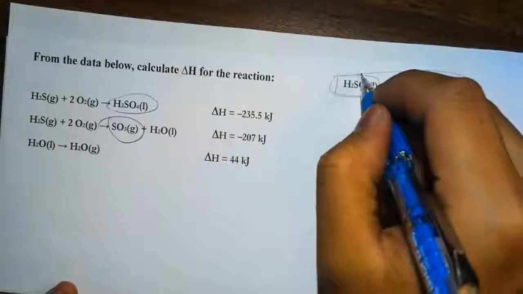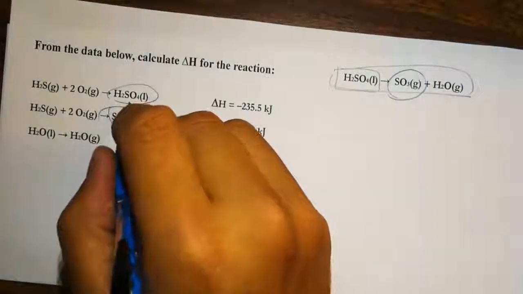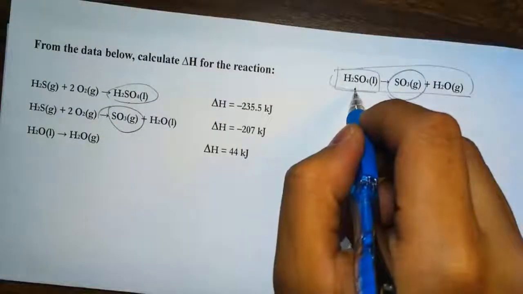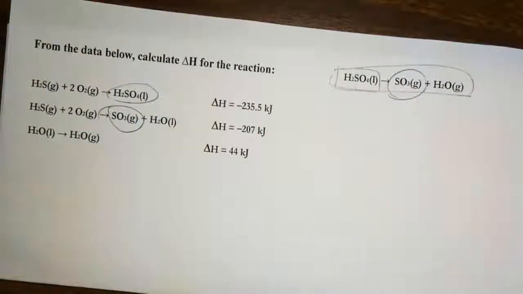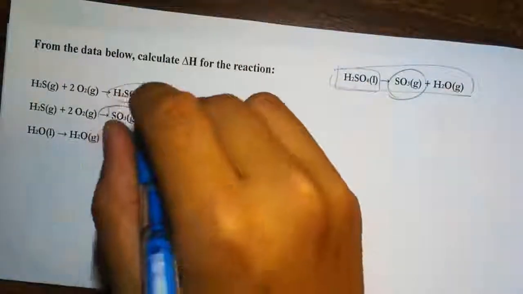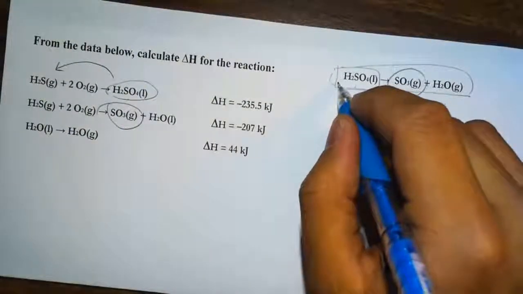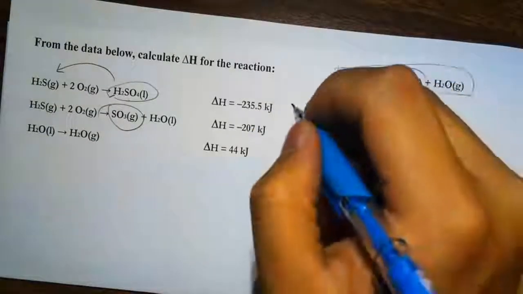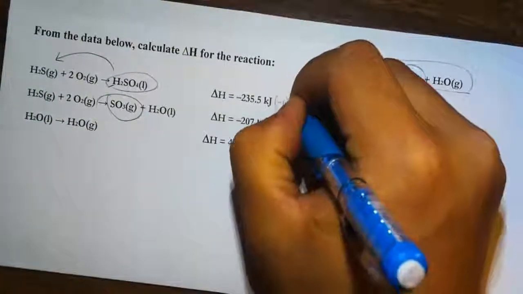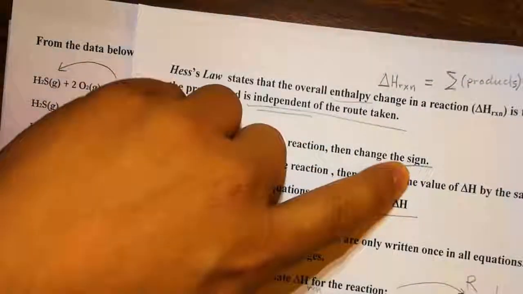Again, starting with the first one that is unique to us, H2SO4, which is right here. Now look at this. This is on the reactant side, right? But over here it is on the product side. So what do we have to do? Of course, we have to flip it, so that it's all on the reactant side. But look at the coefficient. Do we have a coefficient of 1 here and a coefficient of 1 there? So that's good. All we have to do is flip it, which means we multiply by -1, because based on the rules, when you reverse the reaction, you change the sign to the opposite.